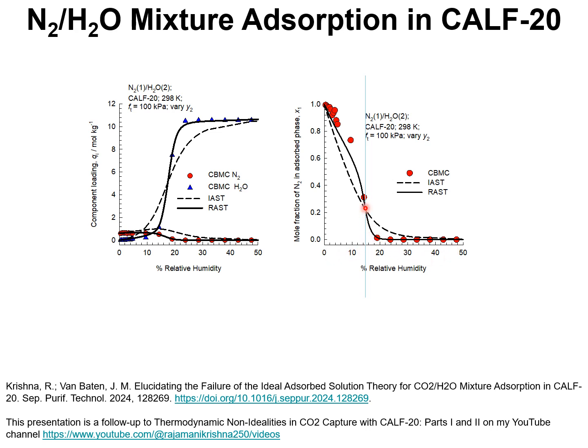Below about 15% relative humidity, the mixture adsorption is strongly in favor of nitrogen and in disfavor of water. However, as the percentage relative humidity exceeds 15%, the adsorbed phase is significantly poorer in nitrogen than anticipated by the IAST.